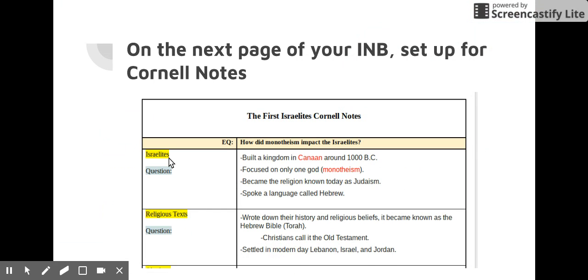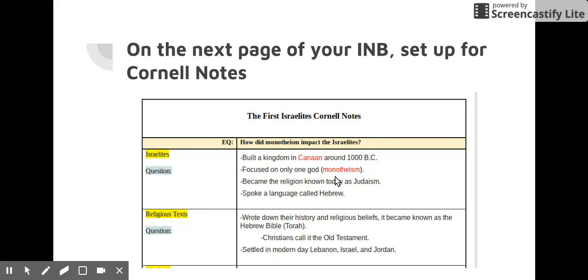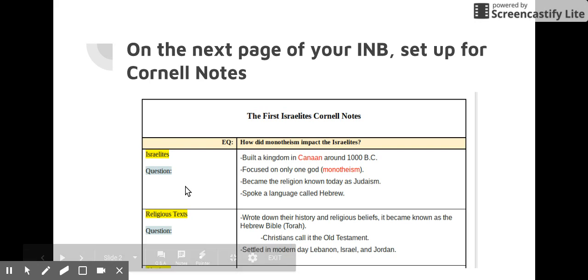Then you're going to write the topic of each of the slides here on the left-hand side, and you're going to highlight it in one color. You're going to put the notes over here on the right-hand side. You're going to highlight any important words, anything that is our vocab words or important names or places that we need to remember.